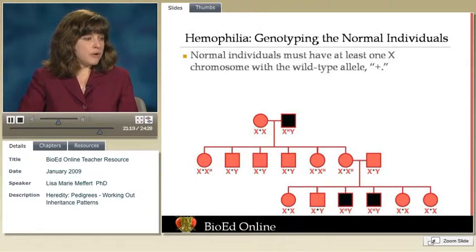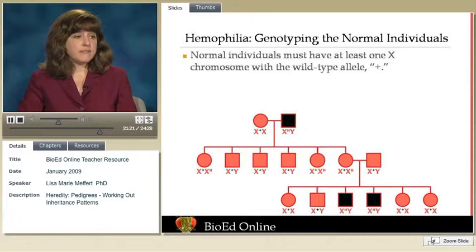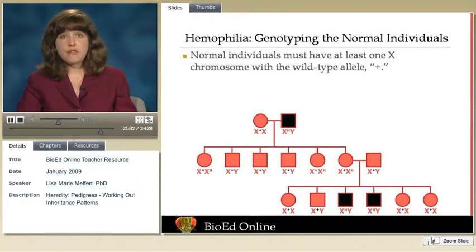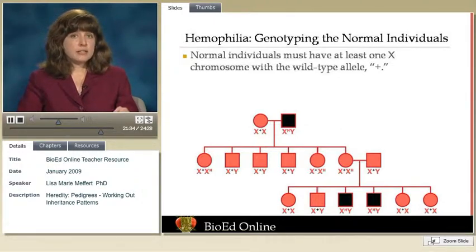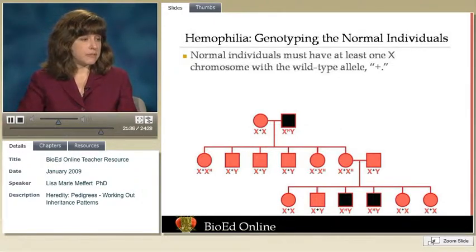We also know that all normal individuals must have at least one wild-type allele. Remember, they would have to have two X chromosomes with the hemophilia allele to show the trait. And again, this can happen: a female can receive an X chromosome from both her mother and her father that carried the trait, but you'll see that this is a relatively rare phenomenon.